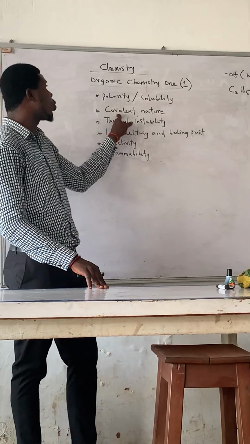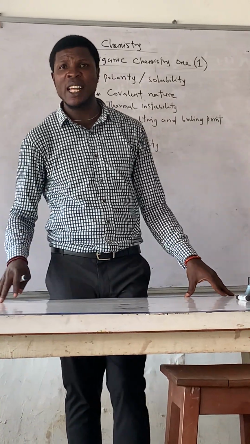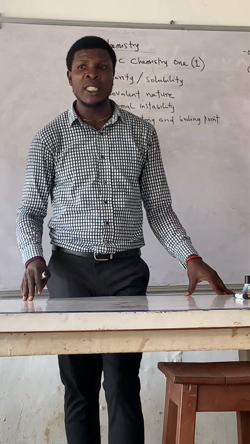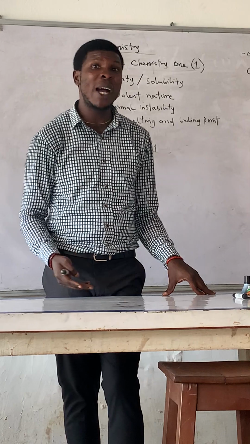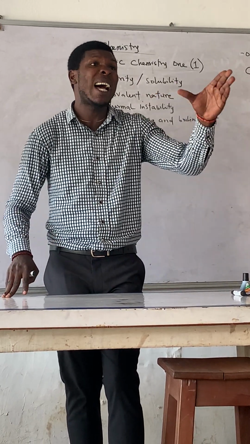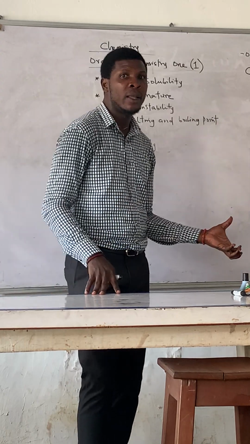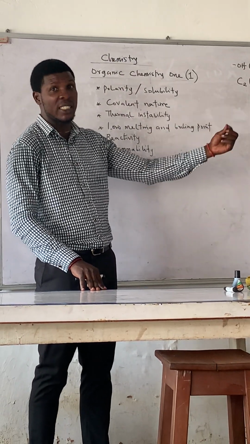We now go to what we call covalent nature. If a compound is covalent in nature, such a compound does not conduct electricity. So a covalent compound is a compound that does not conduct electricity. Most times they are normally volatile. They are sometimes volatile liquids or gases in most cases.